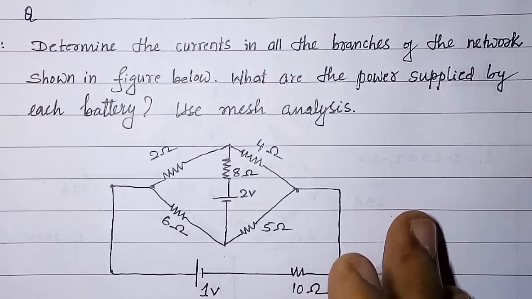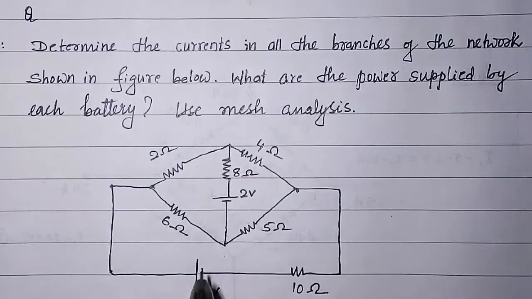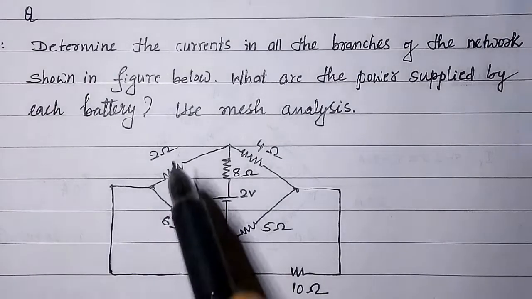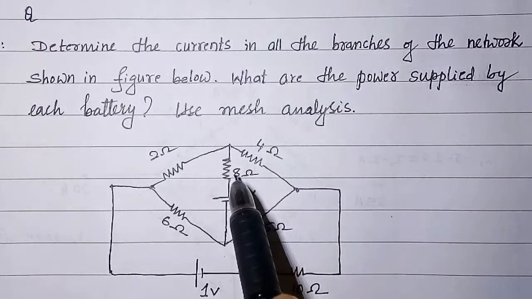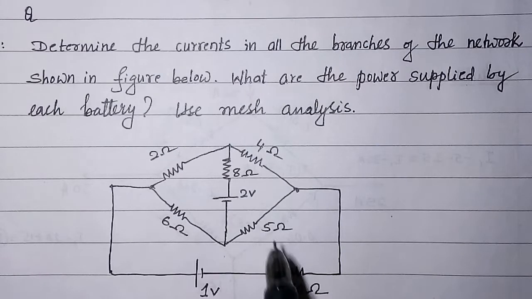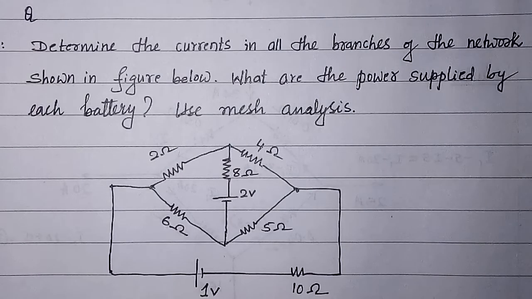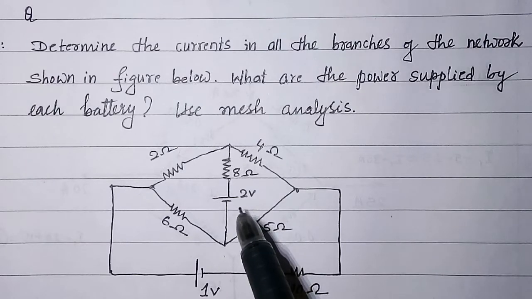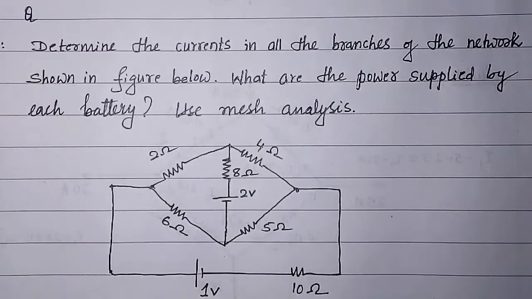So here is the given circuit. There are two sources now. One is of 2 volt and another one is of 1 volt. In this circuit we have to find all the branch currents, that is current flowing through 2 ohm, 4 ohm, 8 ohm, 6 ohm, 5 ohm and 10 ohm. Then we have to calculate power supplied by 2 volt and 1 volt.